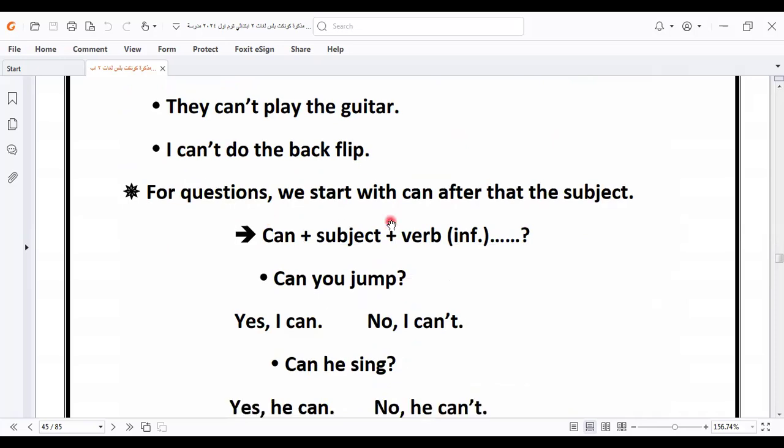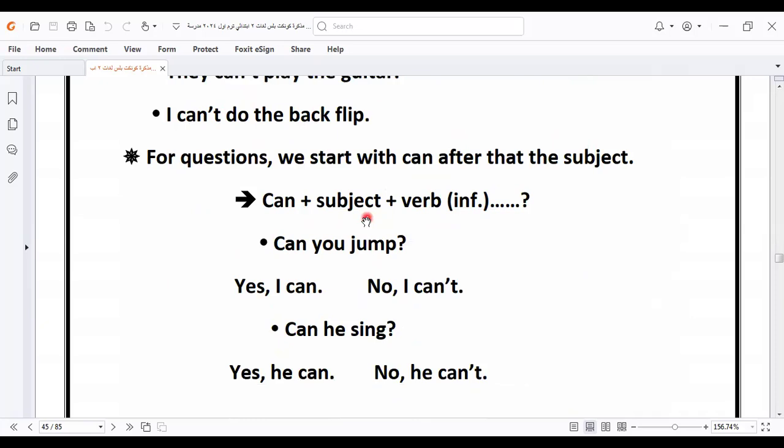For pictures, as we told before, the statement form is subject, verb, object. When we want to make a question, we invert the verb instead of the subject. Here we have can plus subject plus verb. We say, can you jump? The answer will be yes I can or no I can't. Can he see? Yes, he can or no, he can't.